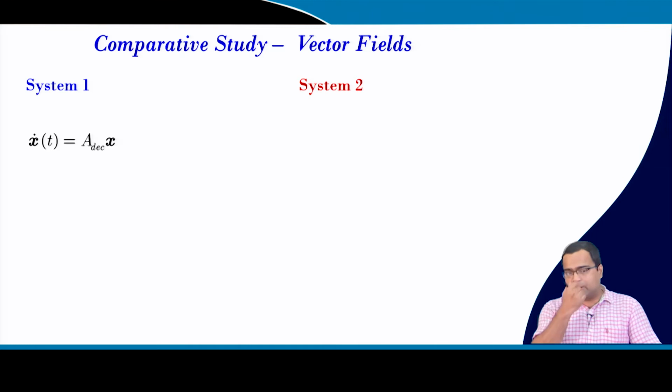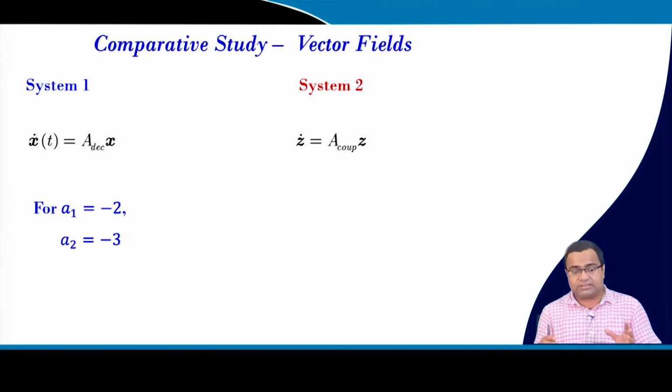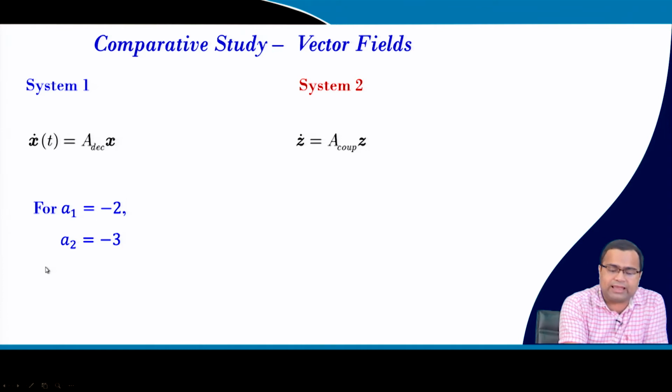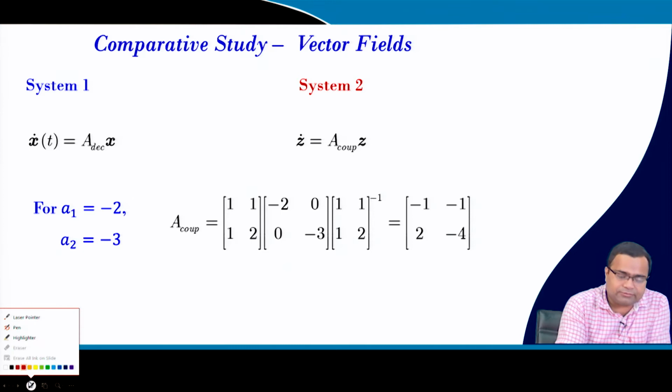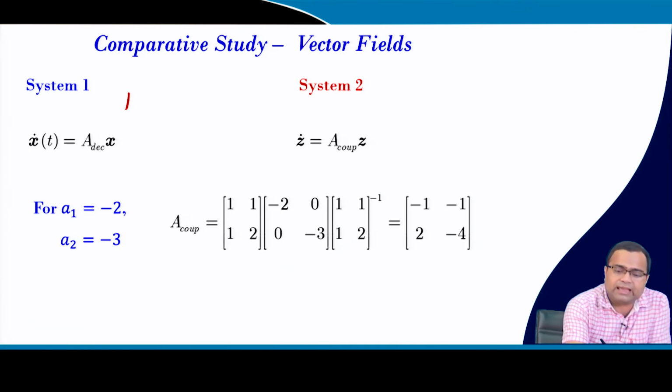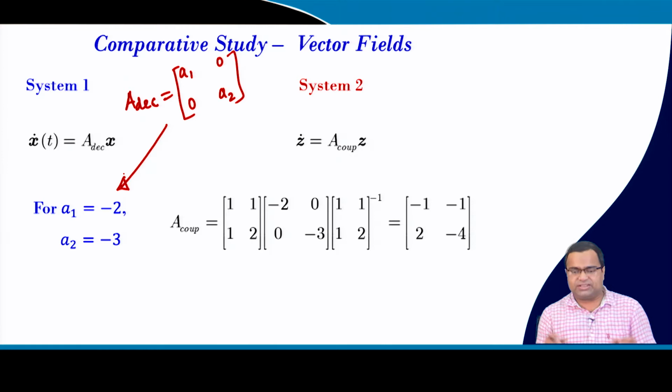First we will start with our last class, where we left. We dealt with two systems, system 1 and system 2. In system 1 it was a decoupled system with the A1, A2 matrix that we have discussed. So, what was the decoupled matrix that we have chosen? It was A1, 0, 0, A2, where we have chosen A1 to be -2, A2 to be -3.